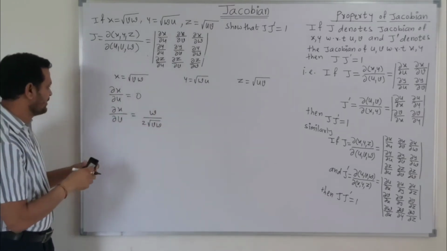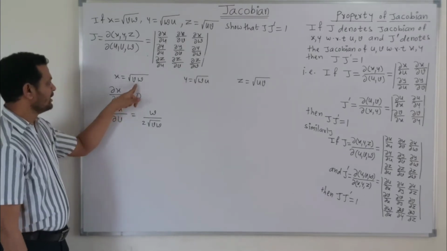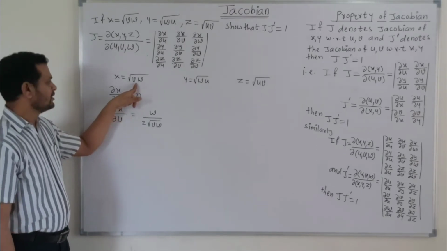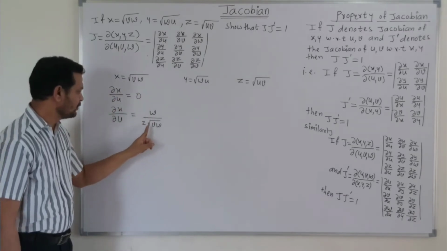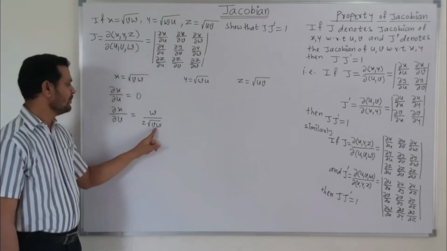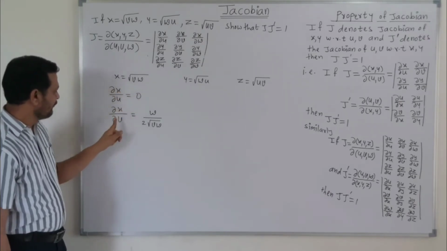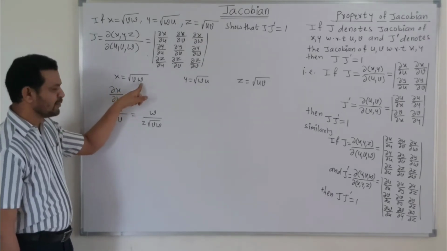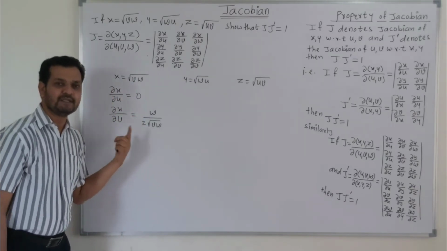So once again I will repeat. We are taking the partial derivative of x with respect to v. This is of the type root of v, so the derivative of root x is 1 upon 2 root x. So this is 1 upon 2 root of vw, but this is other than v. So the derivative of vw with respect to v, keeping w as constant, w is as it is. The derivative of v with respect to v is 1.